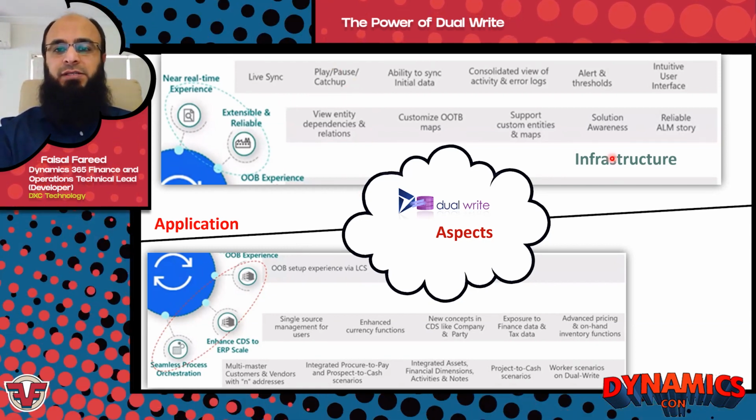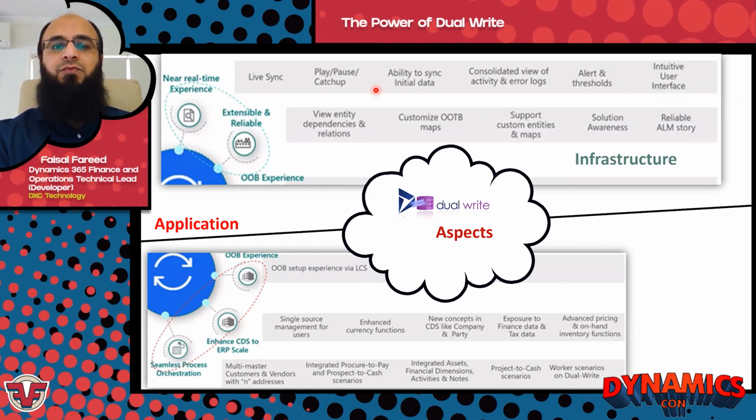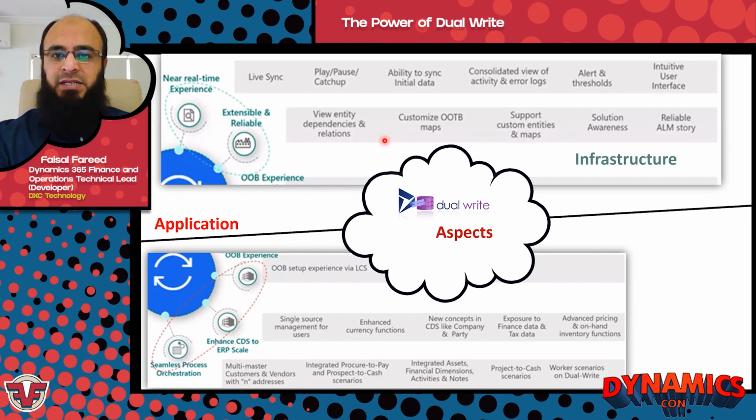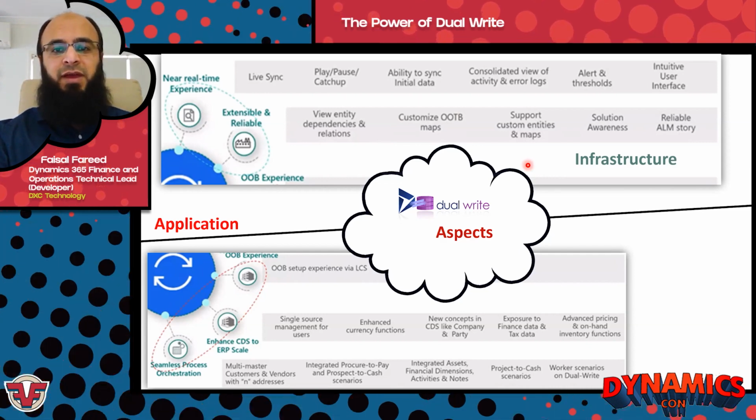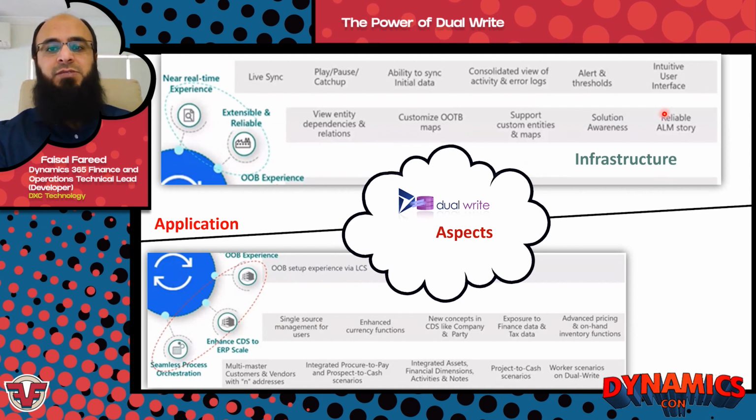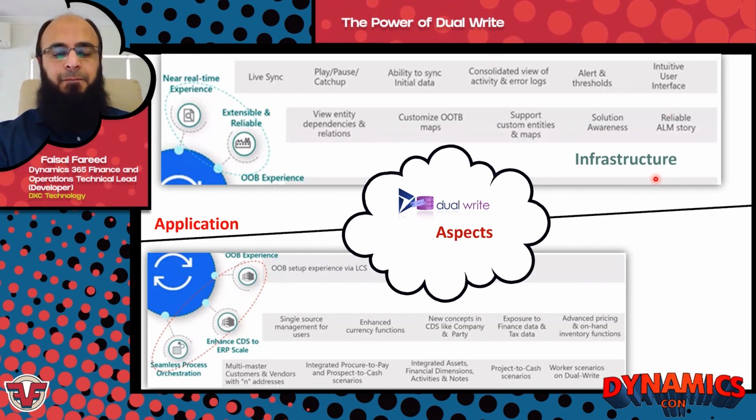I'll show you all the screens shortly, but these are called the infrastructure capabilities of dual write. This is completely extensible. You can create your own custom data entities, add your fields, add your field types, and transform data from one application to another. You can think of it as a small tool which can be used to transform data from any application, from FNO to CE and CE to FNO. So this provides you a robust infrastructure.